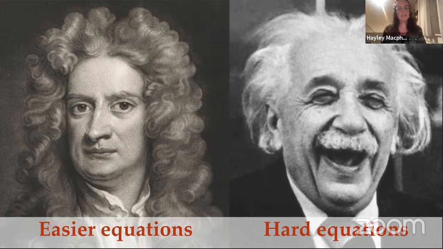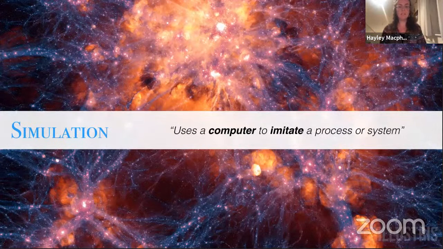But while Newton's equations are much simpler than Einstein's, they're still pretty hard if we want to include the kind of detail that we see in the universe. So we use computers to solve them. And specifically, we use simulations. So these are just something that uses a computer to imitate a process or a system.